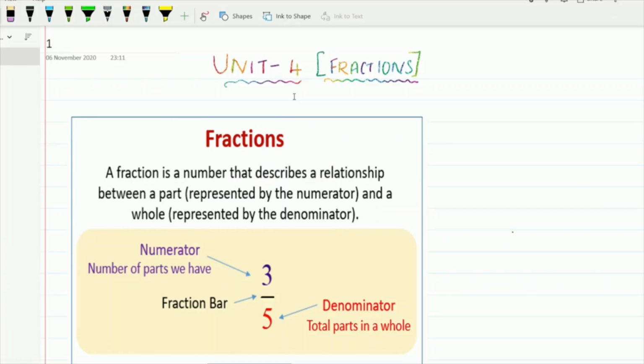Welcome to today's session. Today we are going to start the new lesson, Unit 4, Fractions. In this lesson, we are going to discuss fractions, types of fractions, different types of fractions, and their examples.